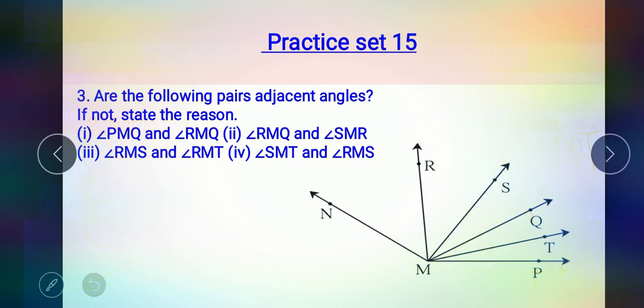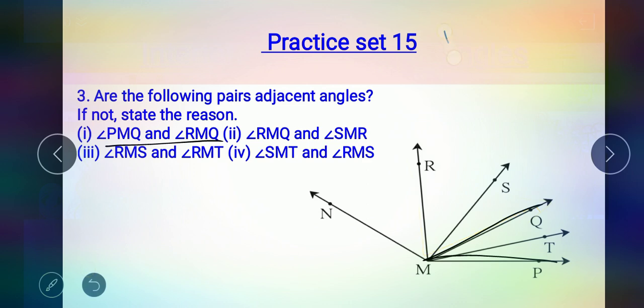Let's move ahead, students. In practice set 15, we have the third question. Are the following pairs adjacent angles? We have to check whether they are adjacent or not. If not, we have to state the reason also. When we talk about PMQ and RMQ, students, MQ is common. I'll make separate diagrams so that you will understand it in a better way.